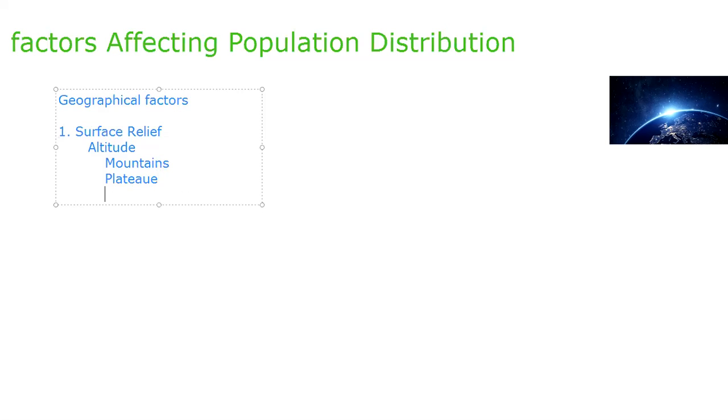Then plateau. If the plateau is at low altitude, people will live there. And if the plateau has water facilities and other life facilities, then it will have population, more population distribution. And after plateau, plain area. So this is the area where most number of people are found because of its plain relief.